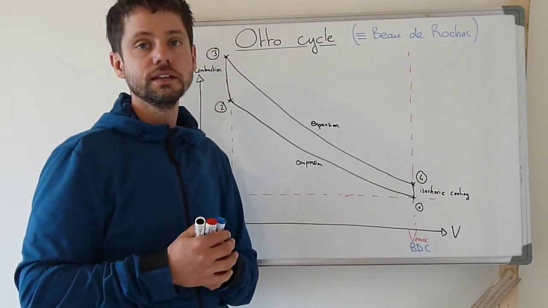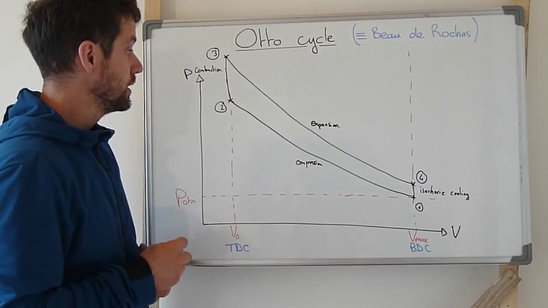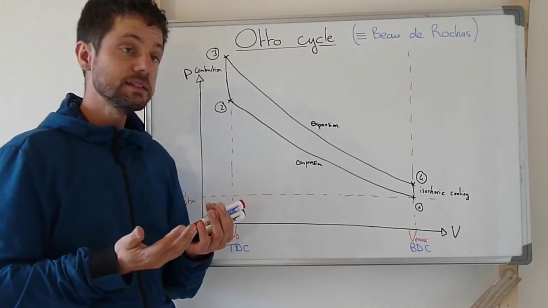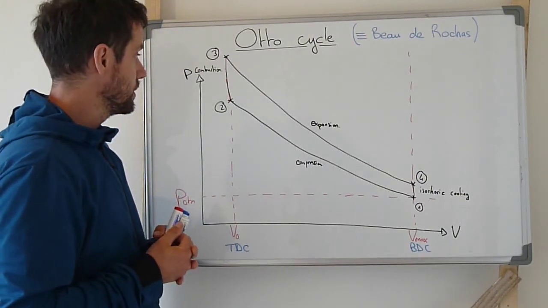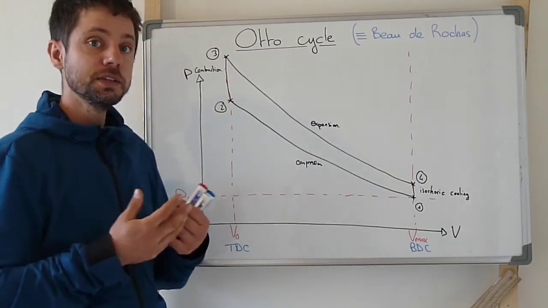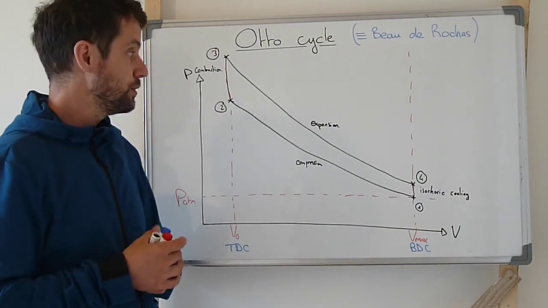So this is for the Otto cycle, which is the most basic cycle in order to describe the thermodynamic transformation inside the spark ignition four-stroke engine.